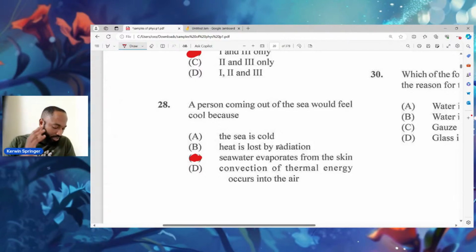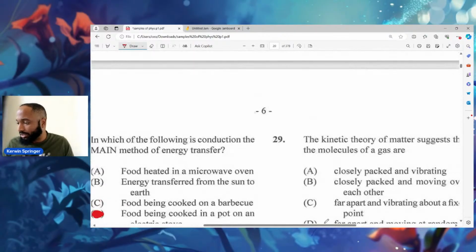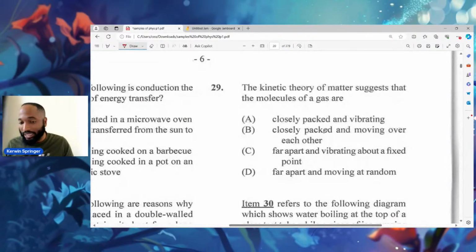The seawater evaporating from your skin creates a cooling effect. But I feel like they could have gone with a little more than that. It feels a little bent. Could I talk a little more about it? Because if we are asked, we'd have to talk more about it.